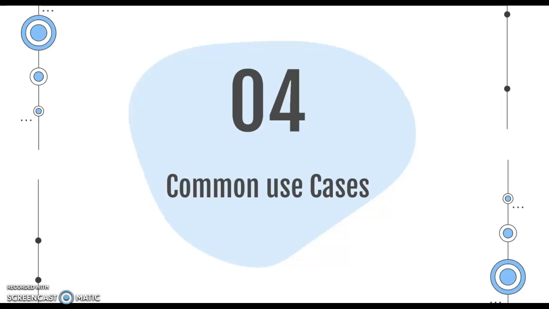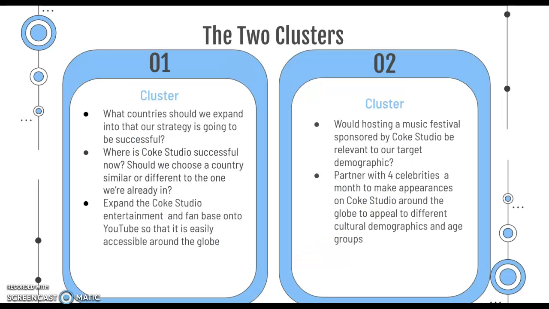So common use cases. So the 2 clusters, the first cluster is what countries should we expand into that our strategy is going to be successful? Where is Coke Studio successful now? How should we choose a country, or should we choose a country similar or different to the one we're already in? Expand the Coke Studio entertainment and fan base onto YouTube so that's easily accessible around the globe. So these have very similar ways that we would put these in place, and just also very similar financial resources as well.